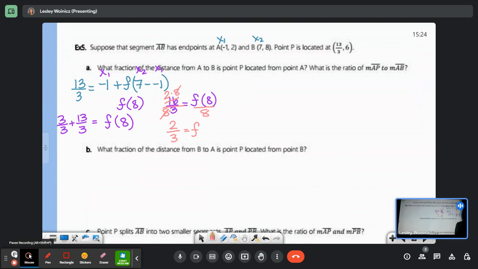All right, let's double check it by doing the y coordinates. The y coordinates are nicer. All right, we're going to practice. So I start with 6 equals my y sub 1, which is 2, plus my fraction times my y sub 2, which is 8, minus 2. Okay, this is my y sub 1, y sub 2, y sub 1.